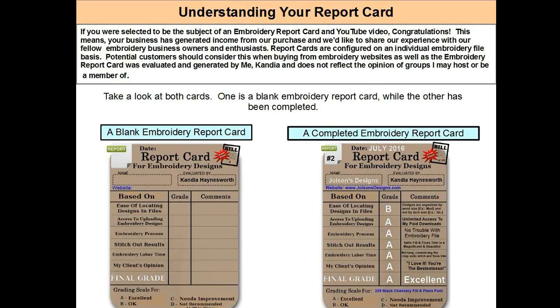First, let's talk about what is an embroidery report card. An embroidery report card is made up of grades publicly submitted by the embroidery business owner or embroidery hobbyist based on the experience with the embroidery design company, use of file, and overall results. Report cards are configured on an individual embroidery file basis. Think back to grade school report cards. One could tell what kind of student a child was based on the grades earned and comments submitted by the teacher. Although embroidery report cards differ substantially, the concept is very similar.